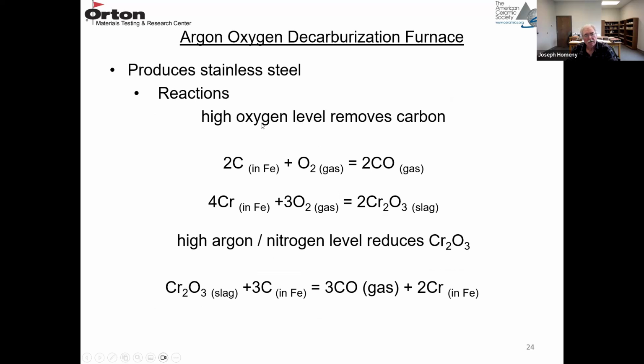So if you're running high levels of oxygen, that removes the carbon. Carbon plus oxygen forms CO. It also oxidizes the chrome to Cr2O3, and that ends up in the slag. But then when you're running high argon and nitrogen levels, that's going to reduce this Cr2O3 back to Cr. So Cr2O3 plus carbon in the iron forms CO, and then the Cr is back into the metal, so to form stainless steel.